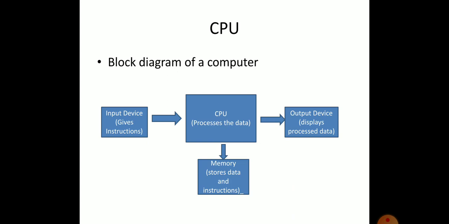Now I am showing you the block diagram of the computer, and how the CPU, that is, the central processing unit, is working. First, the input device gives instructions, then those instructions are processed in the CPU and the processed data is displayed on the output device, and whatever instructions are given by the input device are stored in the memory.